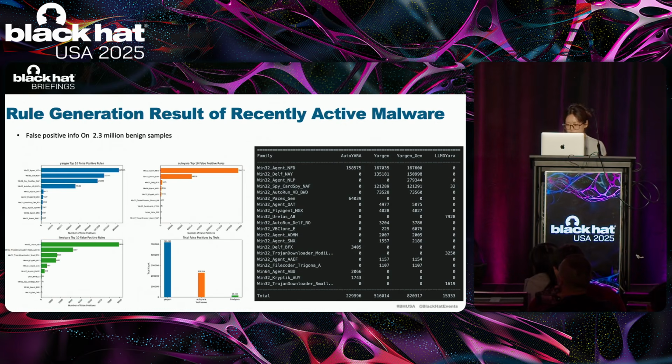Here, we test the rules generated by the 3 tools against our collected benign sample dataset to measure the false positives. As shown, in terms of both the number of false positive samples per family and the total number of false positive samples, LLMDYara performs significantly better than the other 2 tools. And these results show that using interpretable function-level features can help reduce false alarms, making the generated rules more precise and reliable.